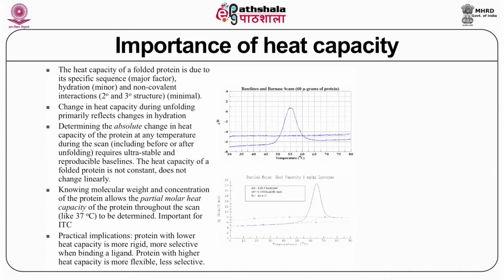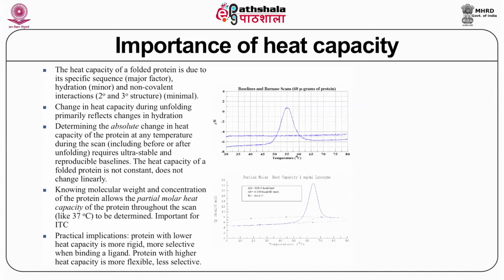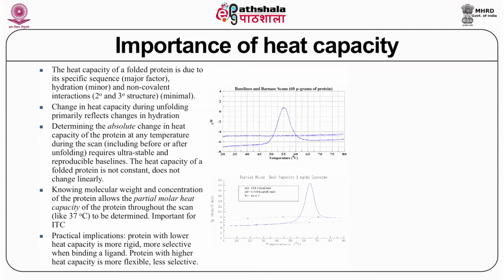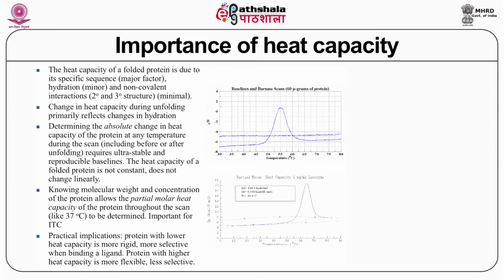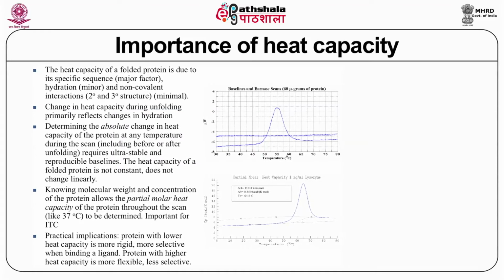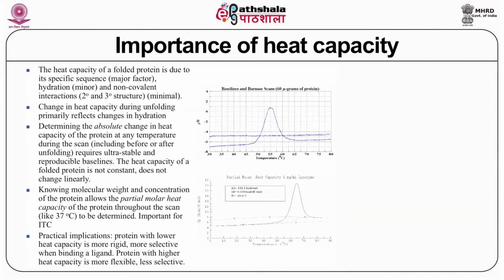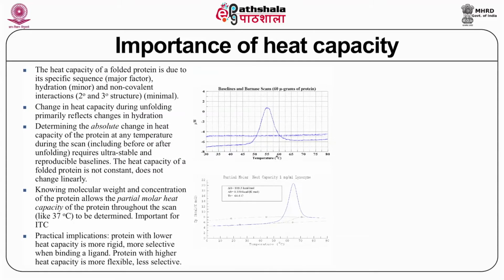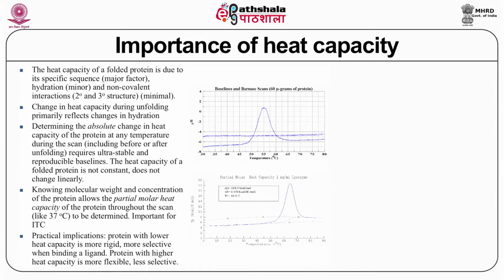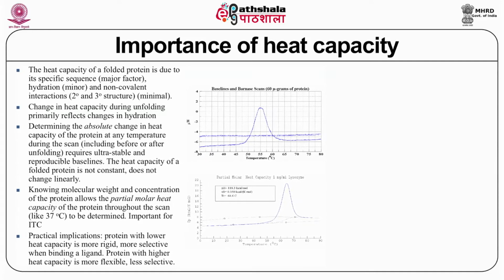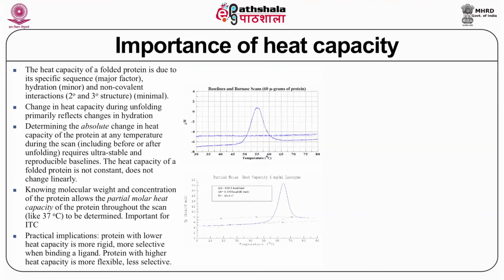Practical implications are that a protein with lower heat capacity is more rigid and more selective when binding to a ligand. The protein with higher heat capacity is much more flexible and less selective. This is the information we gather by determining the heat capacity of a protein from DSC.